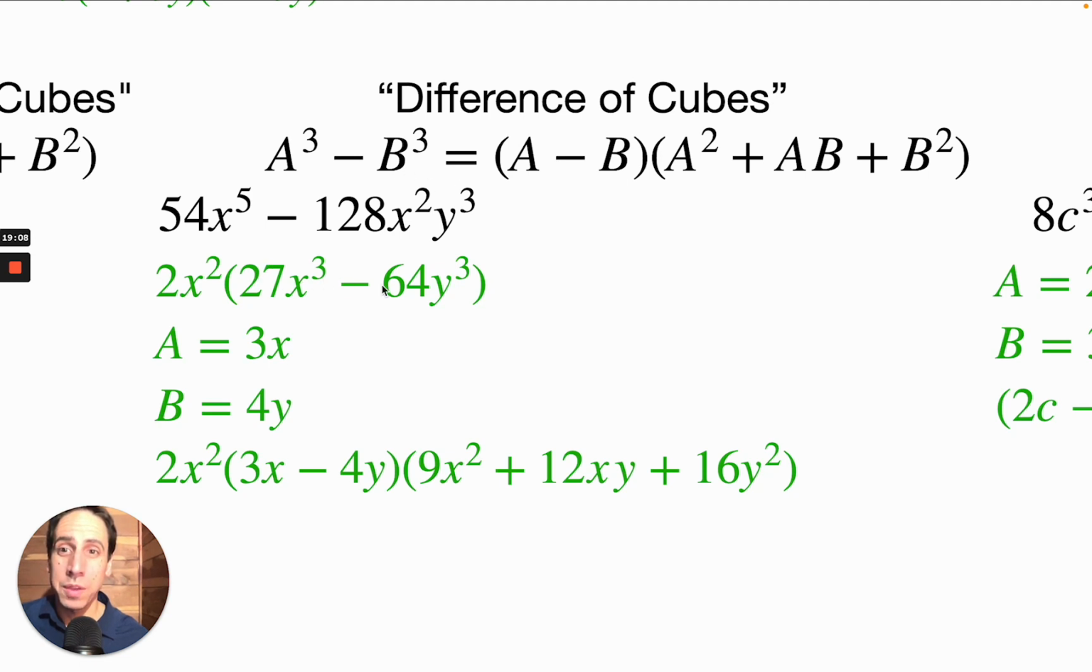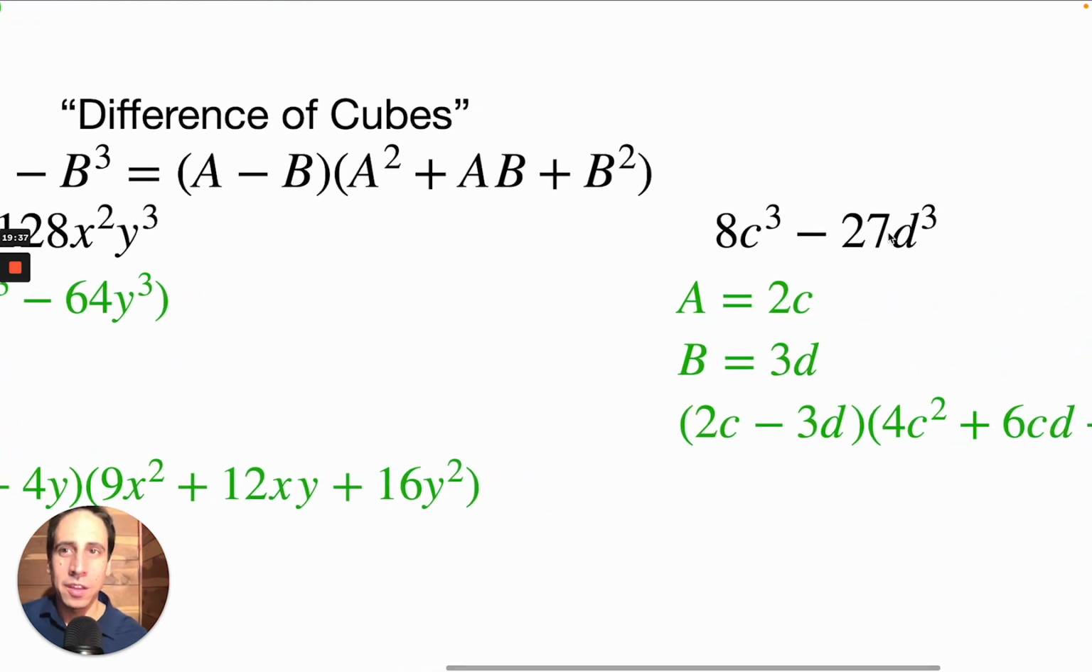And we go from here to the right-hand side. Notice the greatest common factor is going to go along for the ride. We just recopy it, and now we have to write A minus B, which is 3x minus 4y. We have to write A squared, which is 9x squared. A times B, 3 times 4 is 12xy. And then B squared here is going to be 4y squared, which is 16y squared.